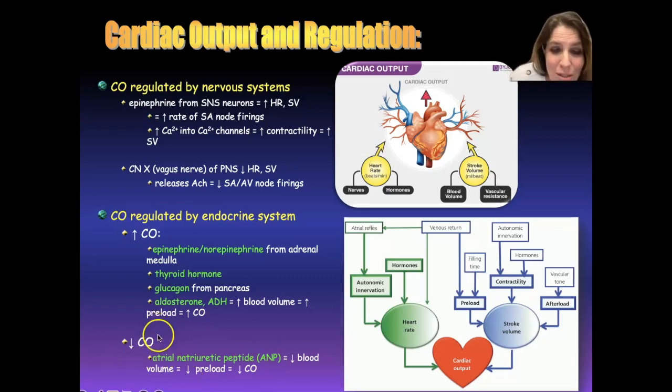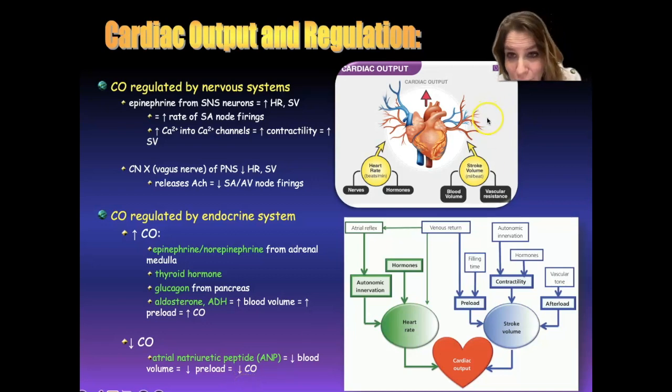Well, you might recall this funny sounding hormone here, atrial natriuretic peptide, or ANP. So ANP is a hormone that will do the opposite of aldosterone and ADH. It will decrease the blood volume, thereby decreasing the preload. So you have less blood to work with to pump out, and so your overall cardiac output is decreased.